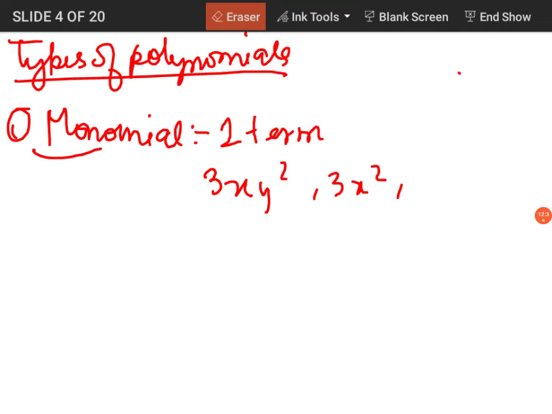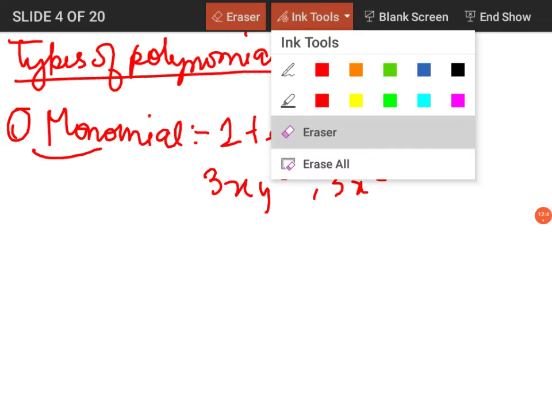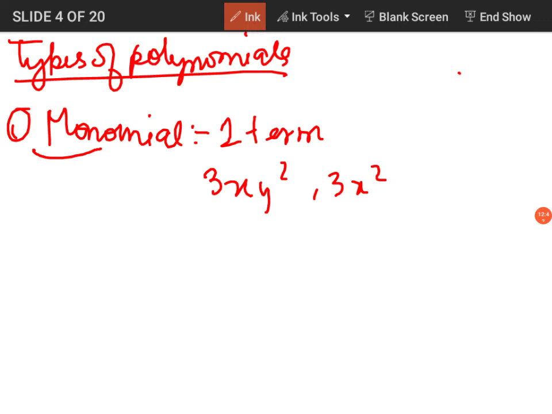So there are small things you have to remember: what polynomials are, and what the conditions are for an expression to be called a polynomial. I hope that you understand this. Monomial, similarly binomial and trinomial.